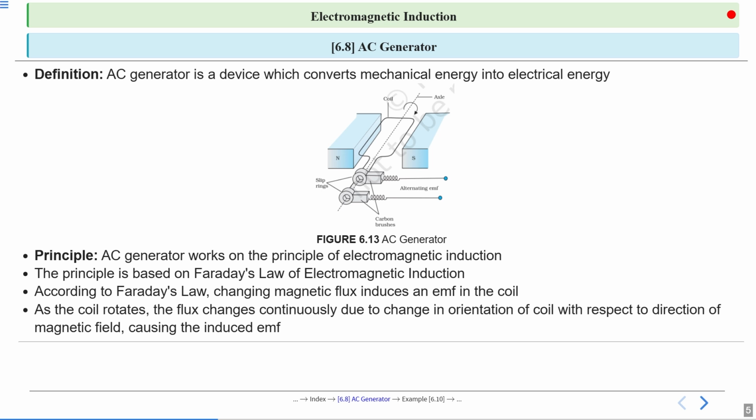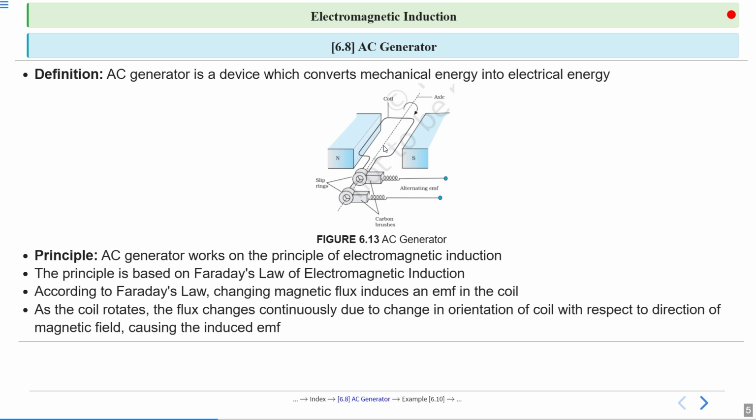So as the coil rotates, flux changes continuously due to the change in orientation of the coil with respect to the direction of the magnetic field. As this coil is rotating, the magnetic field direction is from north to south. There are straight magnetic field lines from north to south, and this coil is rotating. So the orientation of this coil is changing with respect to time and with respect to the magnetic field, due to which the magnetic field lines passing through this coil will change with respect to time.